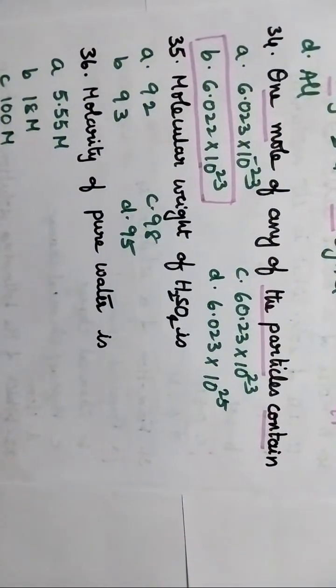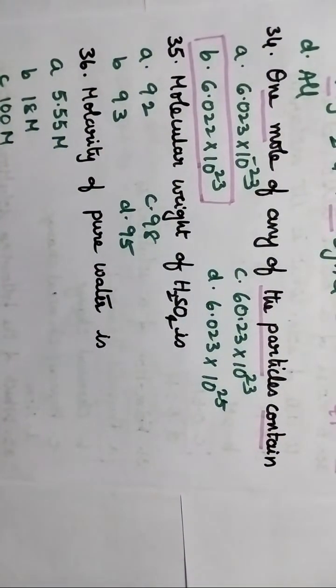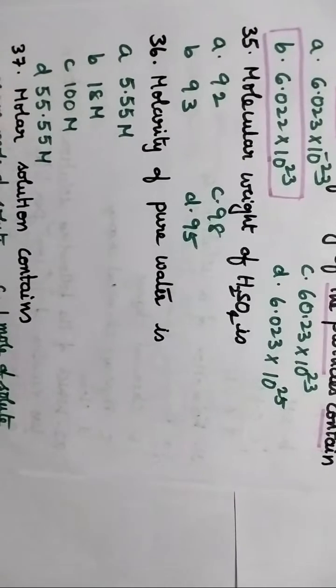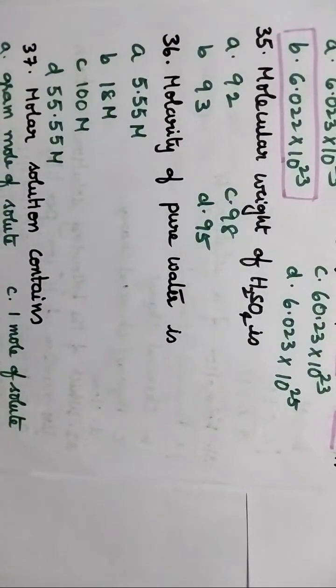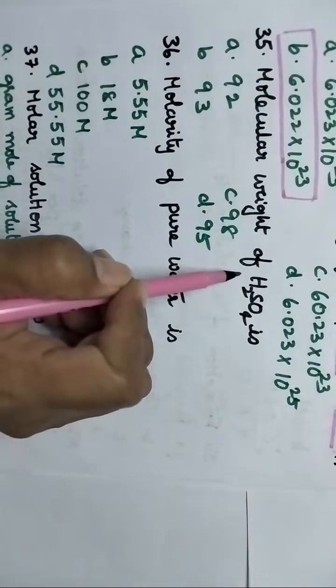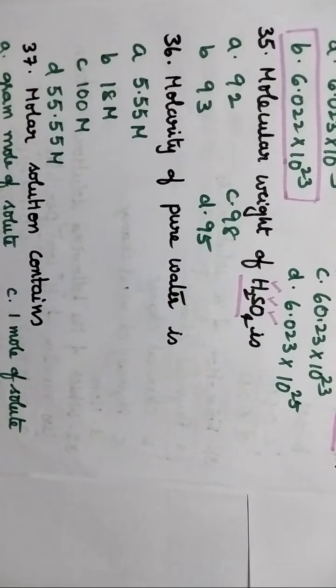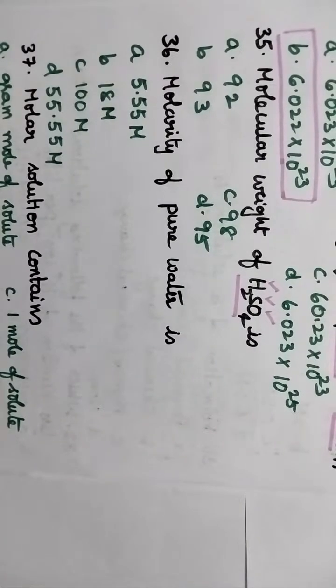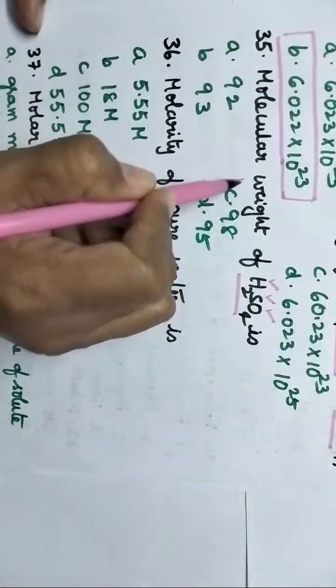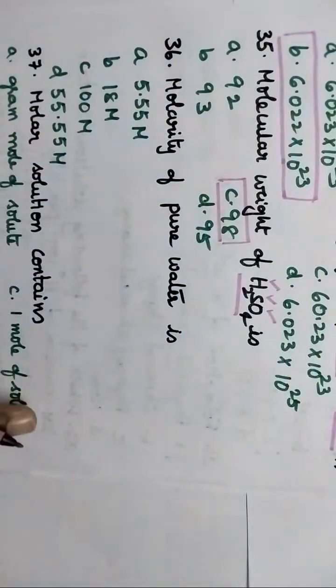Look at the options very carefully. Molecular weight of sulfuric acid is? You just add the atomic weights of each and every atom present in sulfuric acid. Very good. Rajeshwari gave the right answer. Suhani also gave the right answer. Yes, everyone is giving the right answer. It is 98. Option C is the right answer.